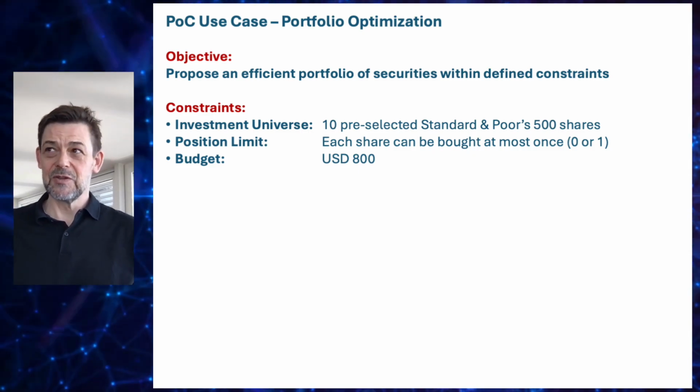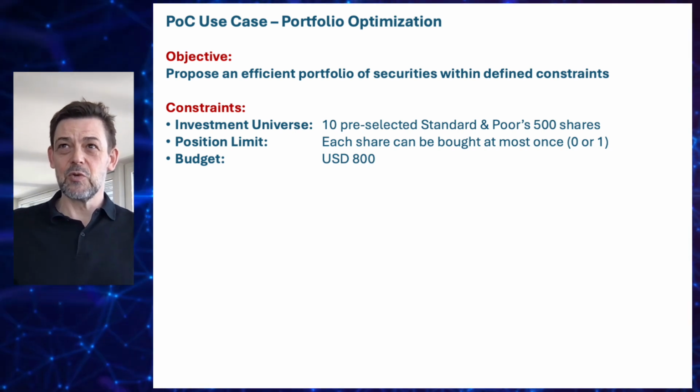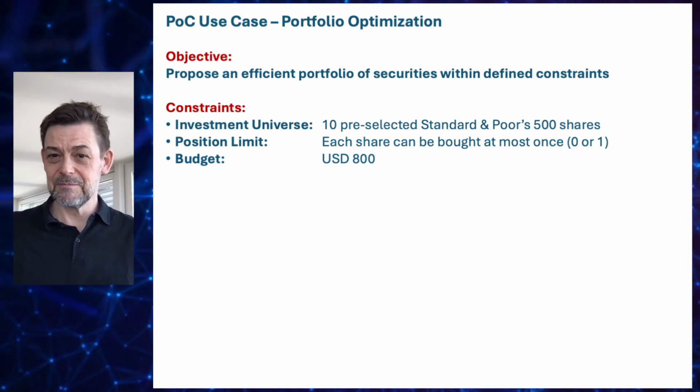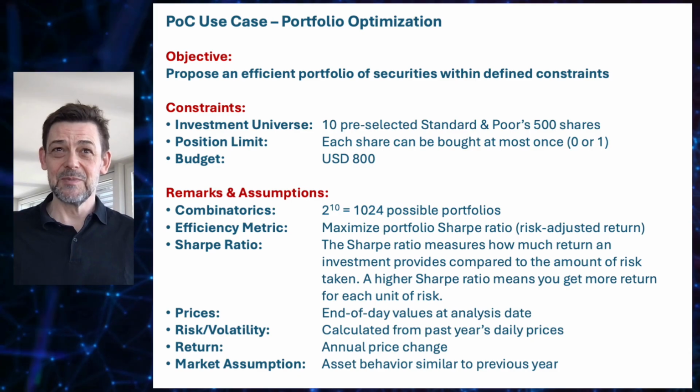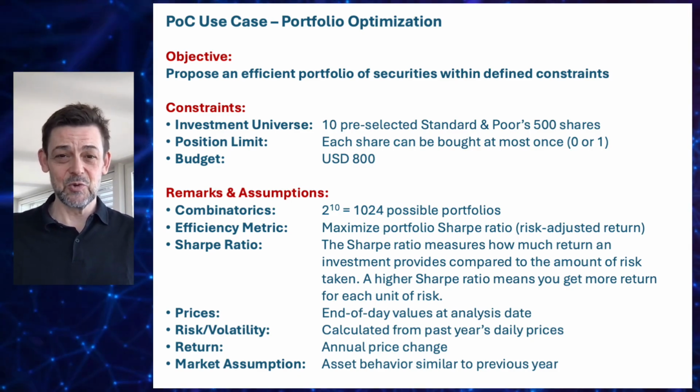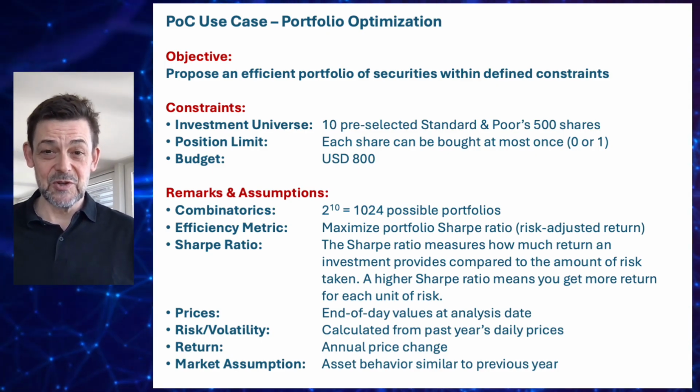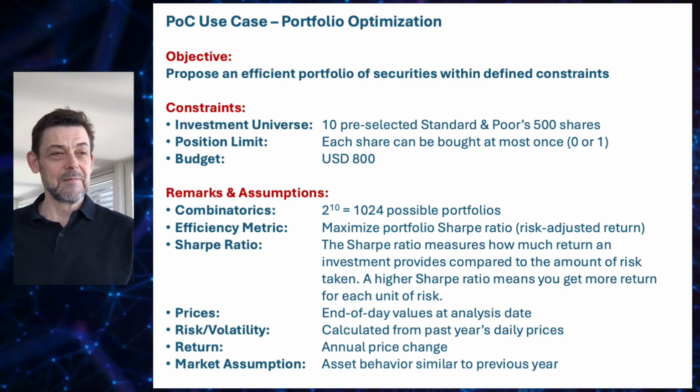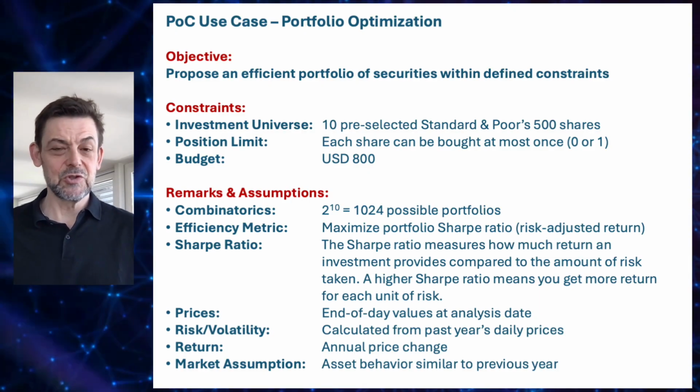The available budget for a portfolio shall be $800 US. We have 10 assets which can be selected or not. This leads to 2 to the power of 10 possible portfolios. This is 1,024 portfolios in total. As our efficiency metric, we use the Sharpe ratio.